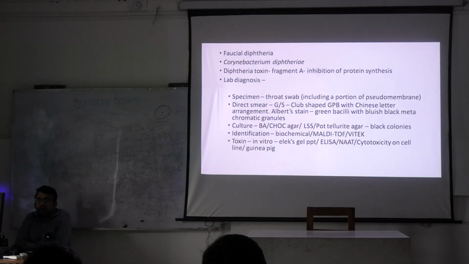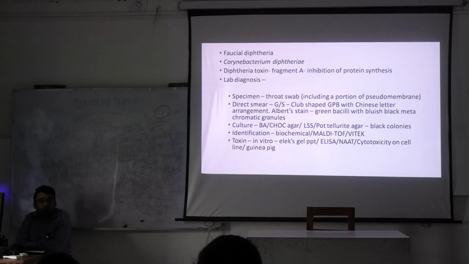First, you have to send one swab for Gram stain. The Gram stain will give us the morphology. Next, we have to send another swab for Albert stain. That would give a probable diagnosis. And also you have to send it for culture.